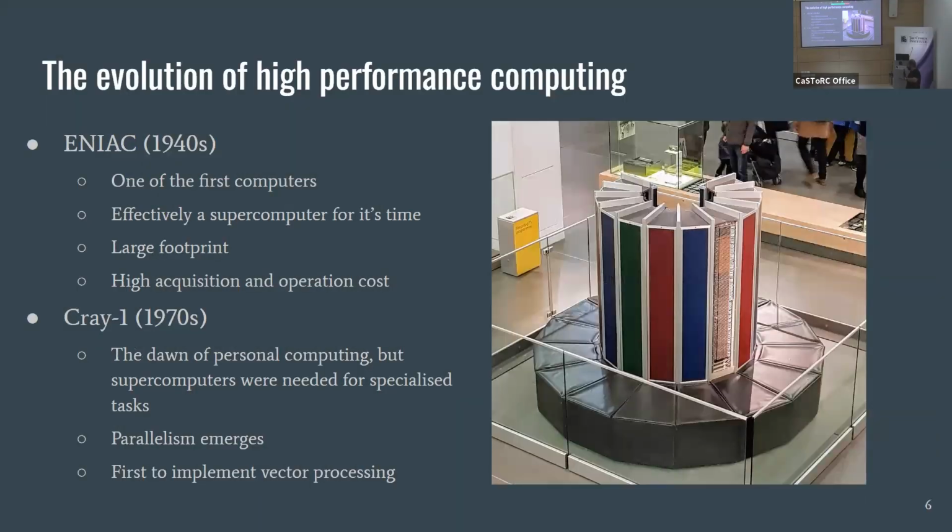And as technology moves on, in the 1970s we have stuff like Cray 1, which was one of the first commercial supercomputers, and one of the most successful as well. A few thousand were sold. There were many more computers in houses then, but supercomputers were still needed for specialized tasks, and that is when the notion of parallelism started getting used. It was also the first to implement vector processing, which speeds up computation a lot, as we'll see later.